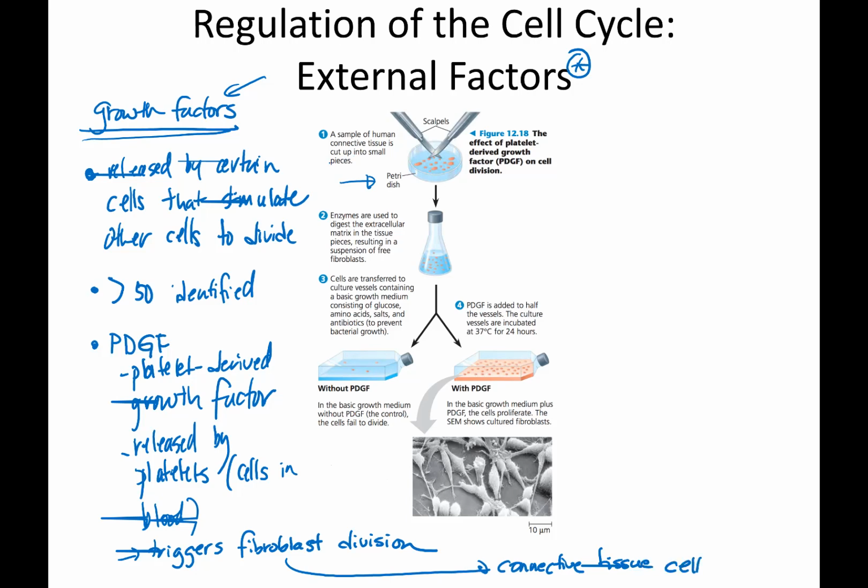You can isolate connective tissue from humans or from mice. You can cut them up, and then you can enzymatically treat them into single cells, and you can grow them in a tissue culture flask. But without PDGF, you give them all the nutrients that it needs, right? Amino acids, salts, sugars, whatever. But without PDGF, they do not grow. But as soon as you add PDGF to this media, fibroblasts, these connective tissue cells, will start dividing and growing rapidly in this flask.